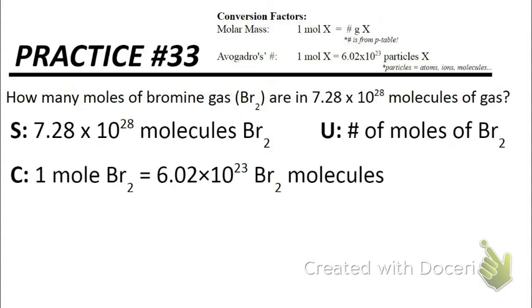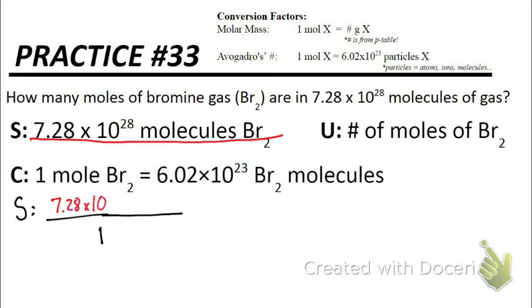So we're always going to start with what we know over 1. So that is 7.28 times 10 to the 28th power molecules of Br2. And you should really be careful. I'm going to write out the whole word molecules because a lot of us are going to abbreviate it and it's going to look like this, mole. And that's not good because obviously a mole is an actual unit. So yes, I'm going to take the time to write out the full word molecules. And it seems a little tedious, but it's going to prevent you getting confused with your units later on.